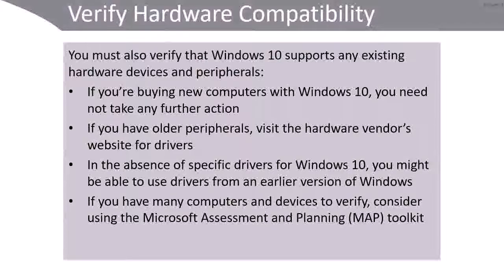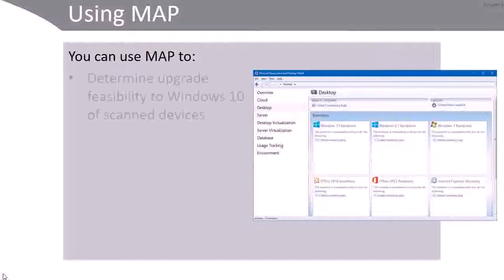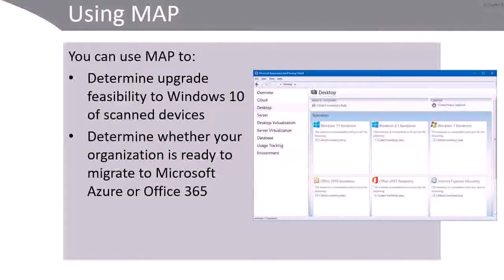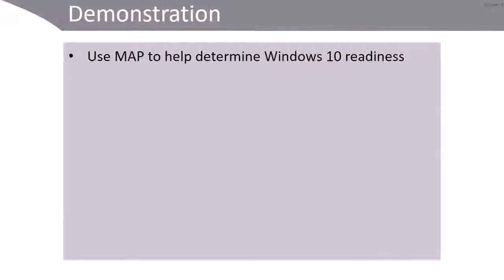If you've got a lot of computers and devices to verify, consider using something like the Microsoft Assessment and Planning Toolkit to perform the assessment for you. You can use MAP to determine the upgrade feasibility to Windows 10 on scanned devices. As you'll see in a demonstration in a moment, you can scan using a number of different techniques. You can determine whether your organization is ready to migrate to Microsoft Azure or Microsoft Office 365. You can also use the tool to plan for Hyper-V workloads. Let's use MAP now to help determine Windows 10 readiness.